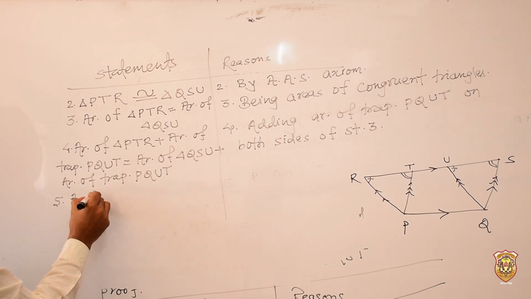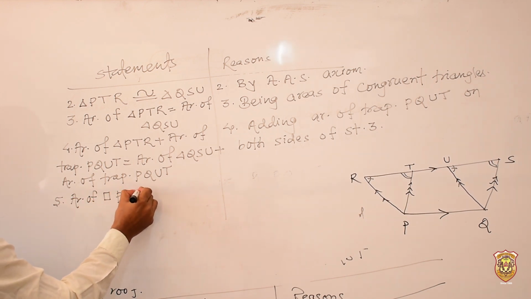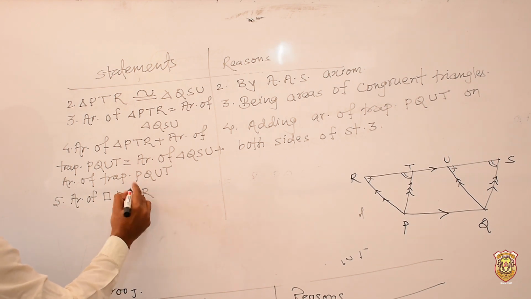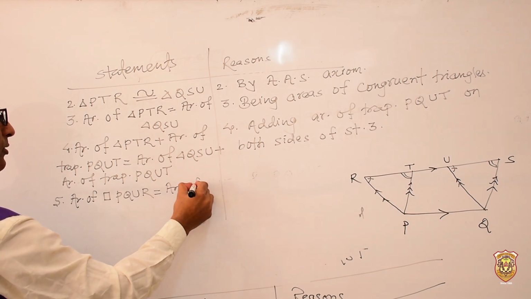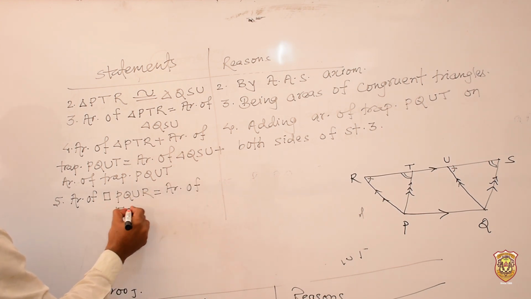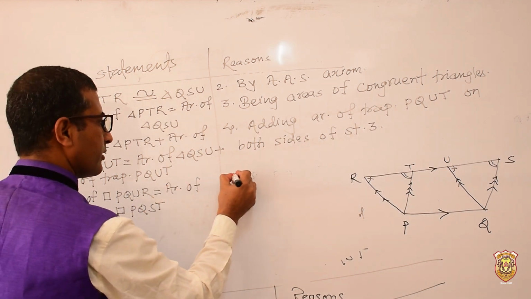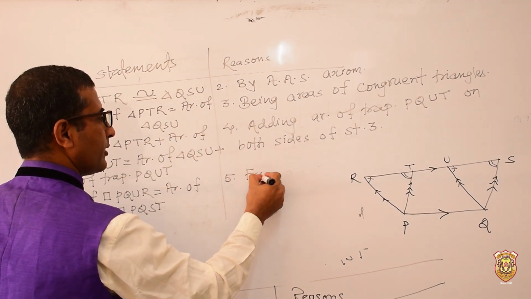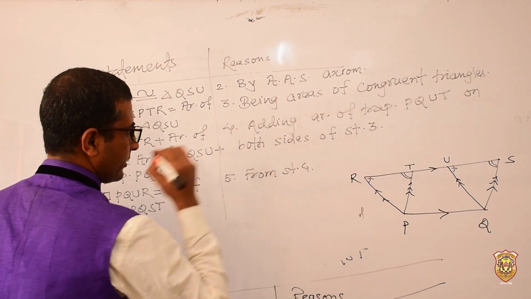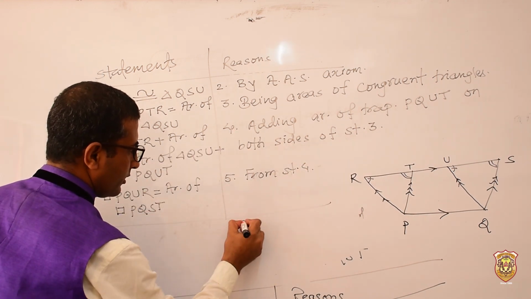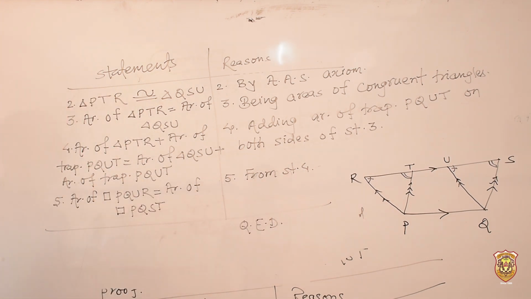Area of parallelogram PQUR is equal to area of parallelogram PQST. That's from statement 4. In this way, we have completed our first theorem.